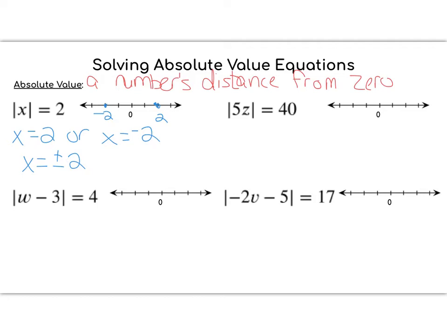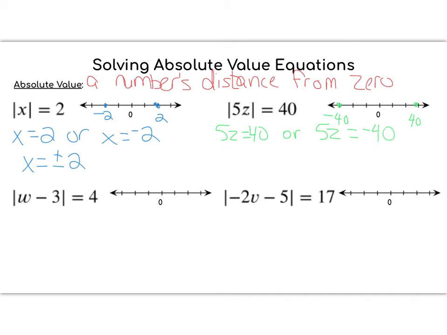Now, let's look at the next one. It says that the absolute value of 5z is 40. So the absolute value of something is 40. What kind of numbers have an absolute value of 40? Well, 40 has an absolute value of 40, right? And negative 40 has an absolute value of 40. So this 5z can equal 40 and have an absolute value of 40, or 5z can be negative 40 and have an absolute value of 40.